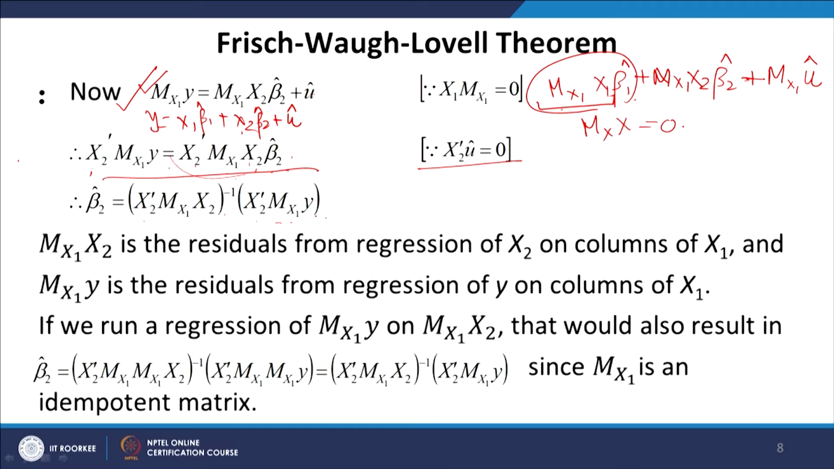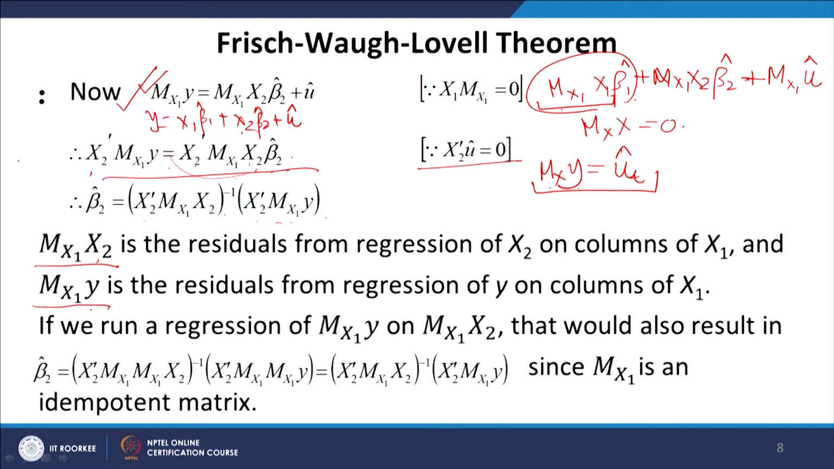Okay. Now, Mx1 x2 is the residuals from the regression of x2 on columns of x1. If you remember, Mx y was equal to u hat, which implies that when we are regressing y on x and then multiplying Mx with y, then we are arriving at the residuals obtained from the regression of y on x. So, Mx1 x2 must be giving us the residuals from the regression of x2 on x1, right. So, that is what is mentioned here, that Mx1 x2 is the residuals from regression of x2 on the columns of x1, and Mx1 y in a similar fashion is the residuals from regression of y on the columns of x1.